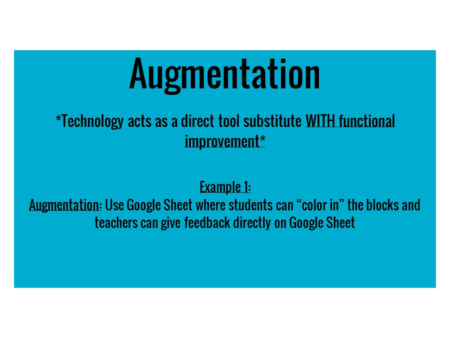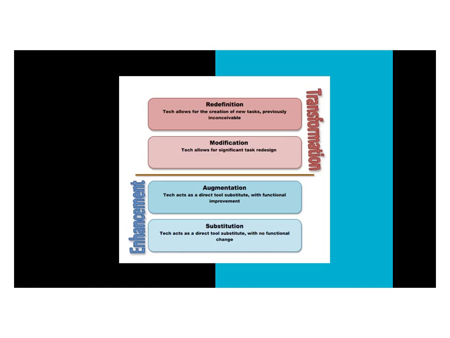This approach enhances the students' learning more than the substitution approach because the technology used allows students to get feedback as soon as the teacher grades their work. So let's do a little review. In the first two levels of the SAMR model, technology is used to enhance student learning. However, as we move up to the third and fourth levels, technology not only enhances but completely transforms student learning.